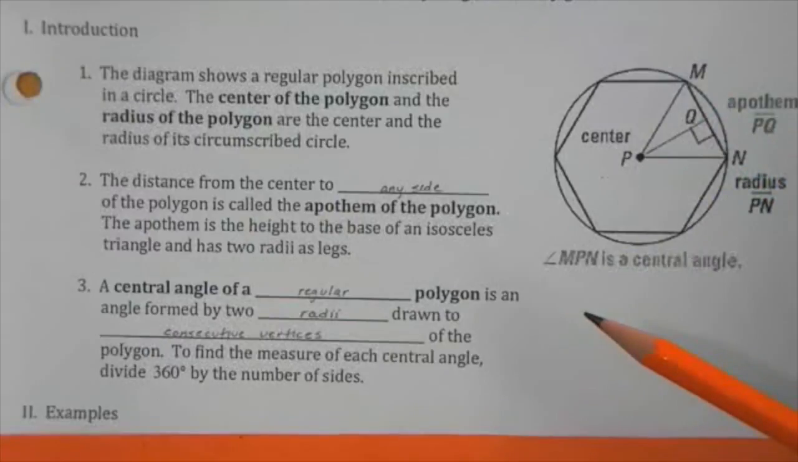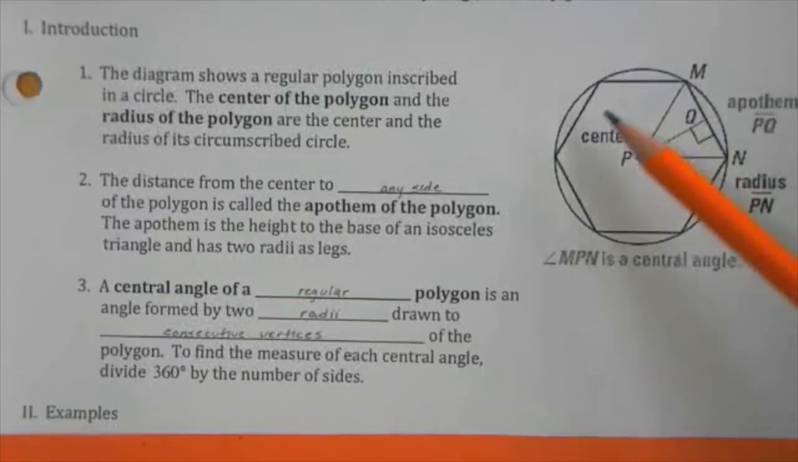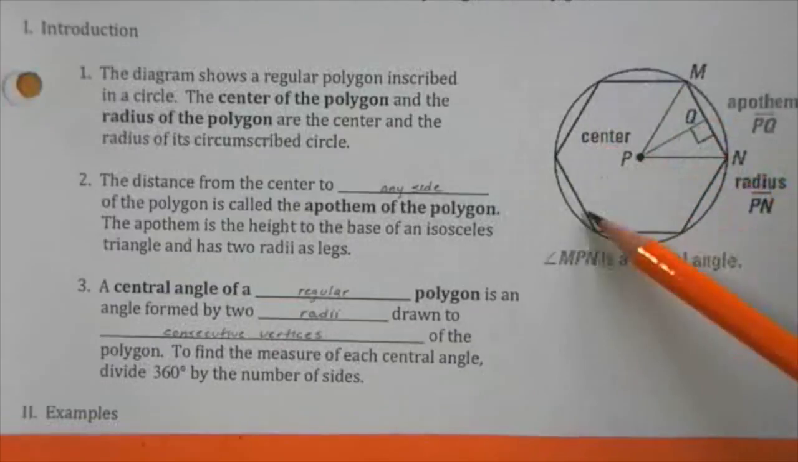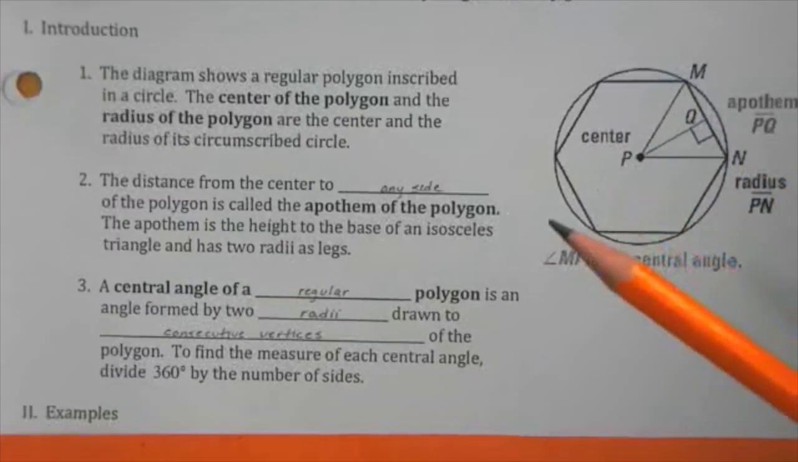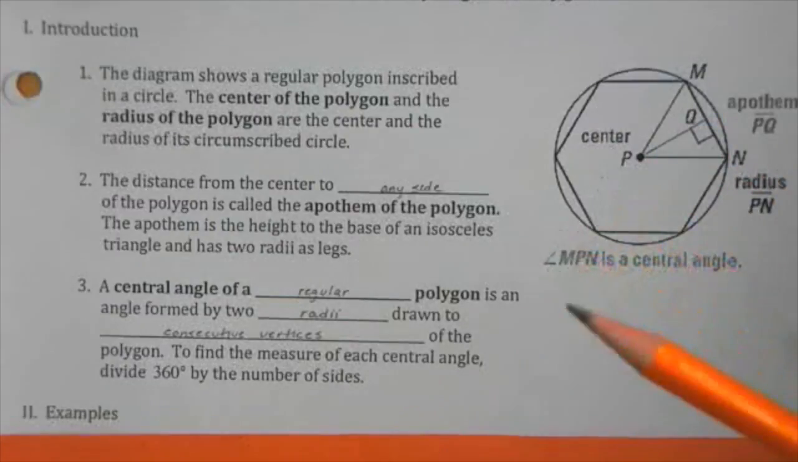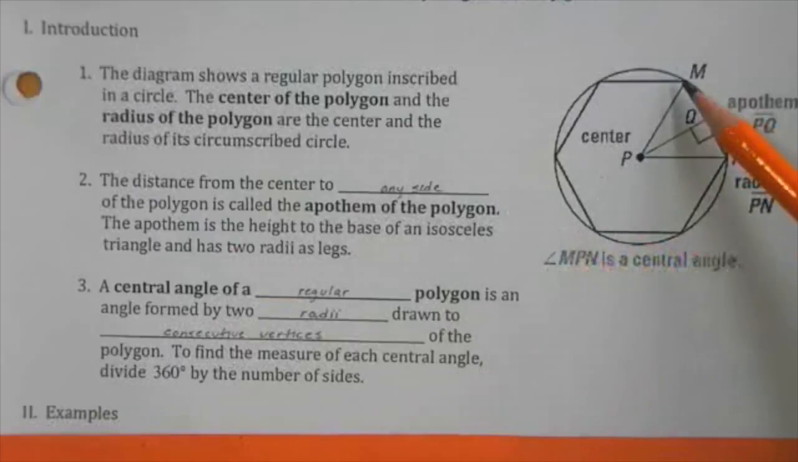To find the measure of each central angle, divide 360 by the number of sides. So for right here, they're easy to see, 1, 2, 3, 4, 5, 6 sides. So 360 divided by 6 would give us 60. So MPN, the measure of that angle right there, of our central angle, would be 60 degrees.